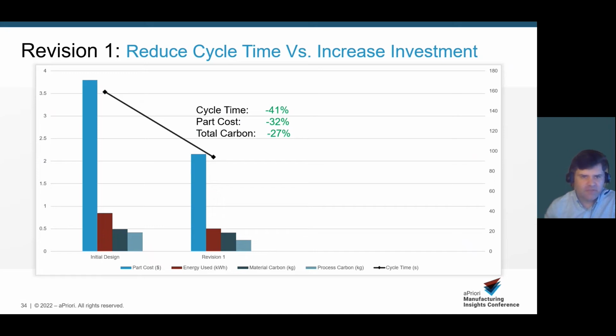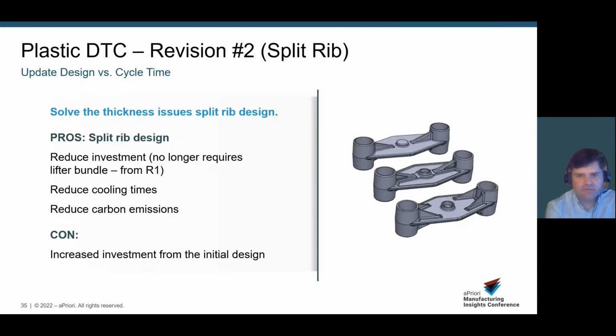And not only did our cycle time go down, but our part cost and total carbon went down almost 30% as well. So this is a great example of driving down cycle time and its impact on cost and carbon together. But I still think there's more I can do to reduce the CO2 and cost in this part. So let's go back and we'll look at a split rib design that we were thinking about.